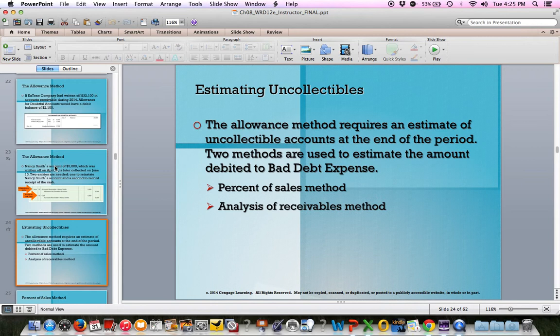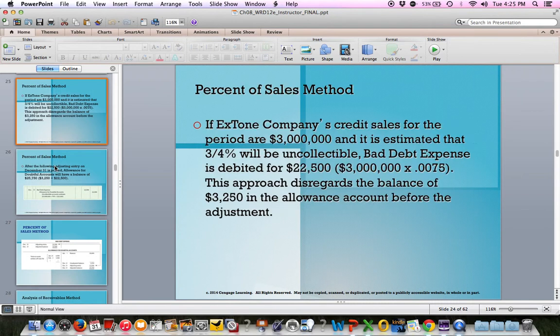So the two methods are percent of sales and analysis of receivables. We'll look at percent of sales first. It says if Xtone's company's credit sales for the period are $3 million, and they estimate that 3/4 of 1% will be uncollectible. Pretty simple, right? We just base that on history, what we know about our credit customers and our experience: basically 3/4 of 1% of credit sales will go bad. And so we just record that now. We're basically saying we had $3 million of credit sales, so let's match that up against the bad debt expense, and we'll make a journal entry.